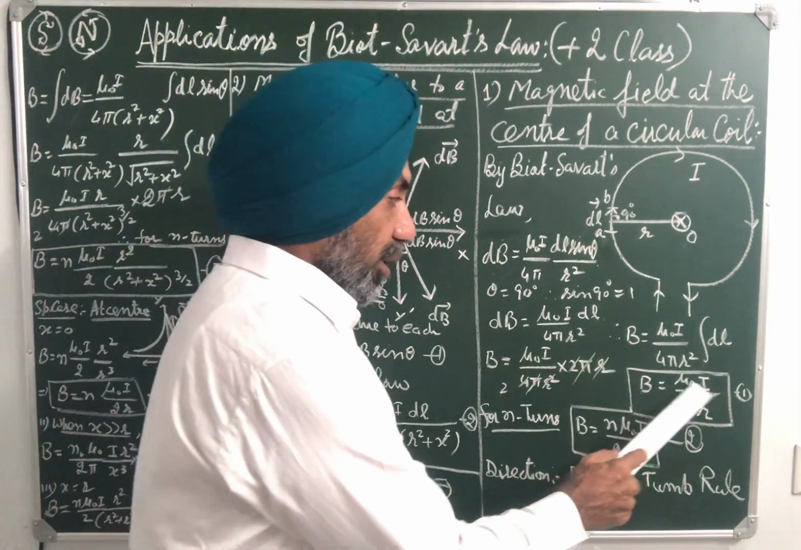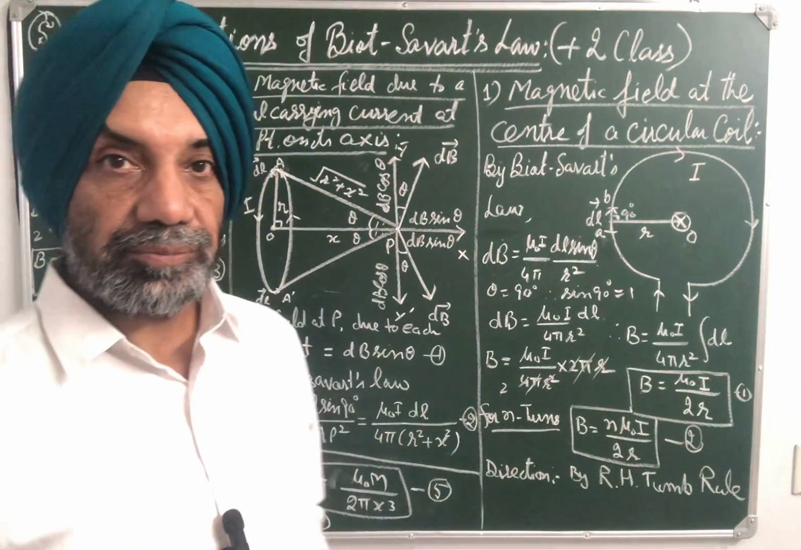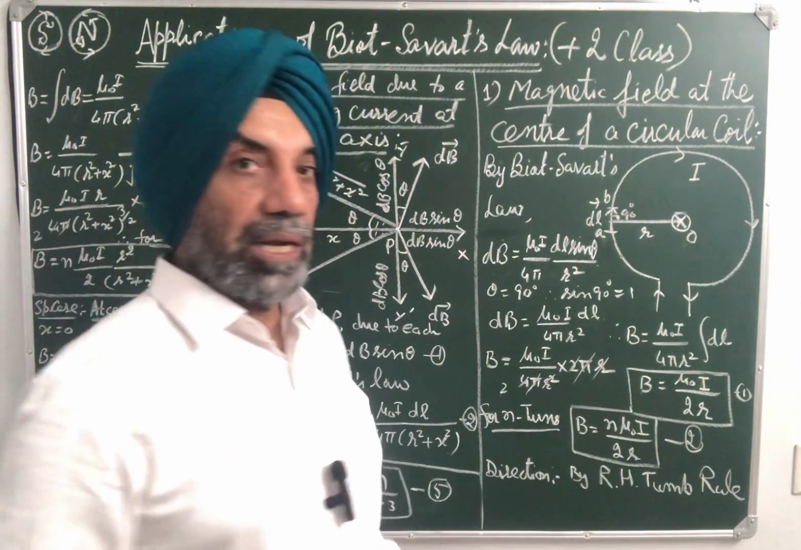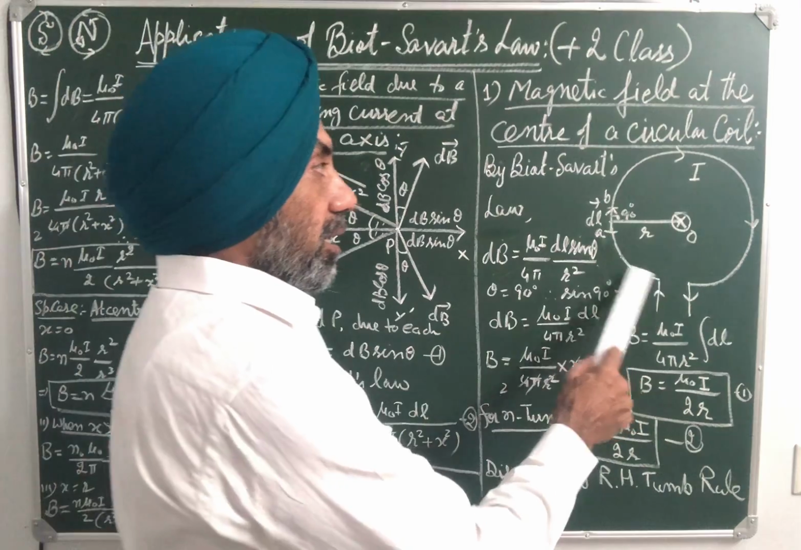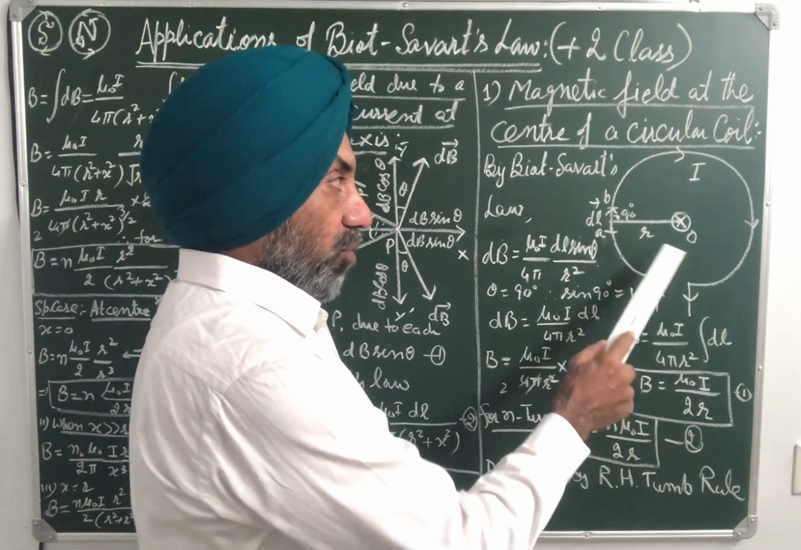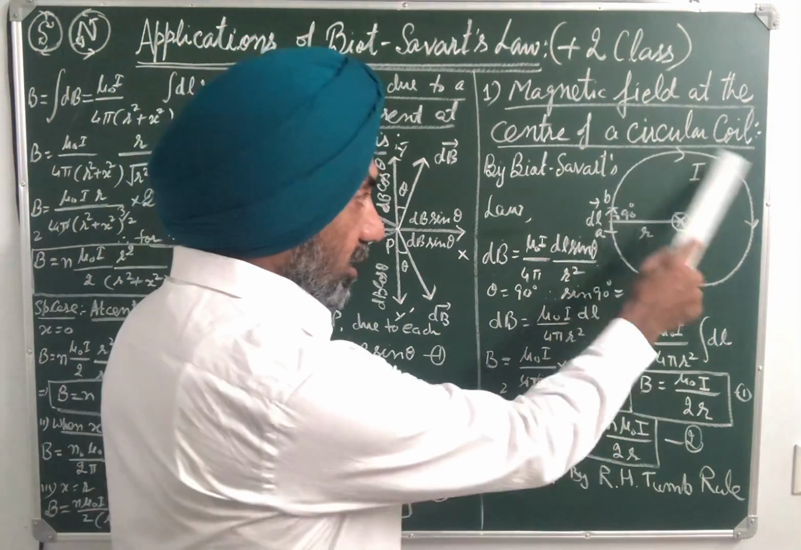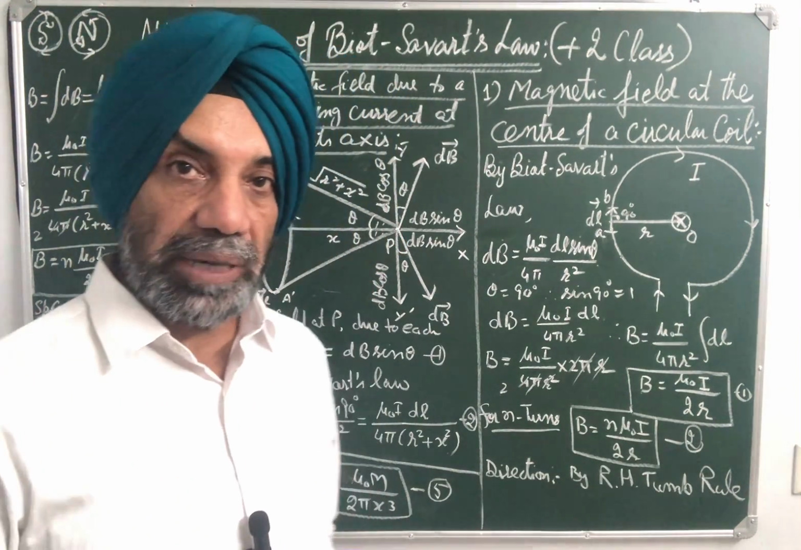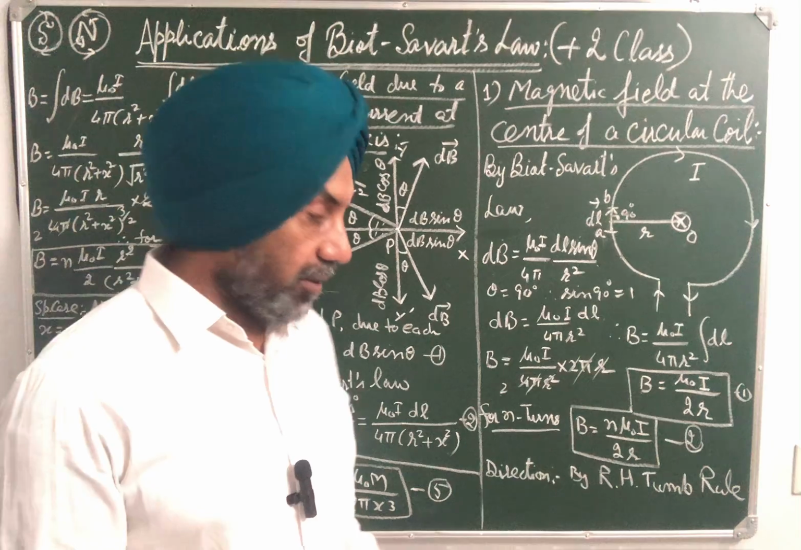So we get B is equal to mu naught I by 2r, which is the required expression for the magnetic field due to a coil carrying current having one turn. If it has n turns, then B will be equal to n mu naught I by 2r. So the magnetic field due to each turn will be added.